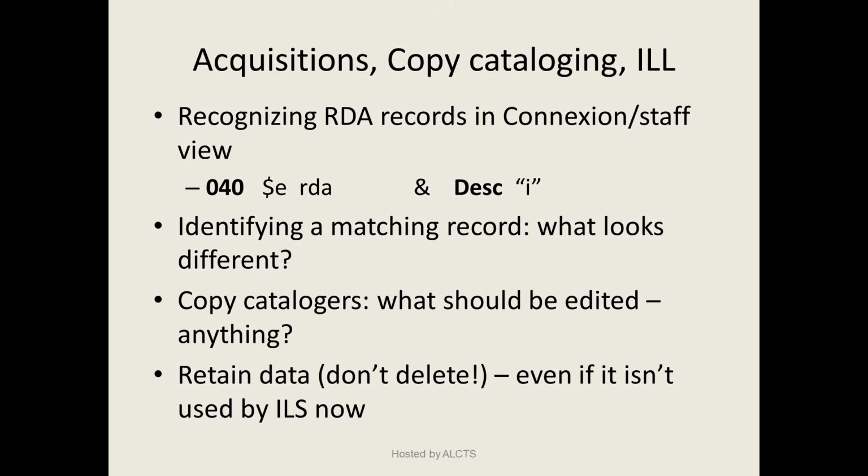I'd like to share a couple of thoughts about the impact of RDA on library operations. The folks in acquisitions and copy cataloging and ILL need to know enough about these changes to be able to identify RDA records and understand what to do with them. I've shown a little bit of the MARC coding here. The 040 subfield E RDA is what really identifies it. Most often, the fixed field description will have an I for ISBD punctuation because that's what we're still using in the U.S.